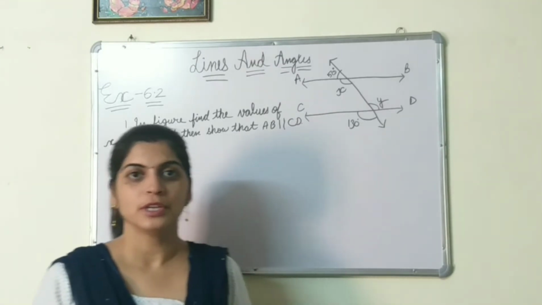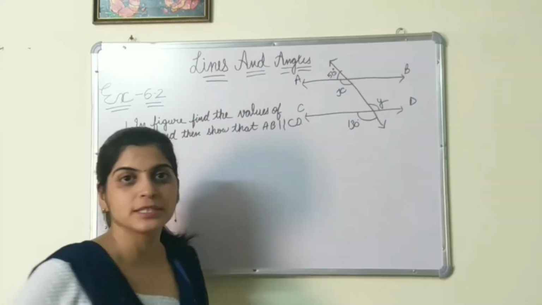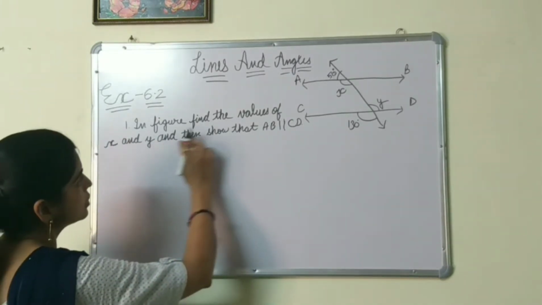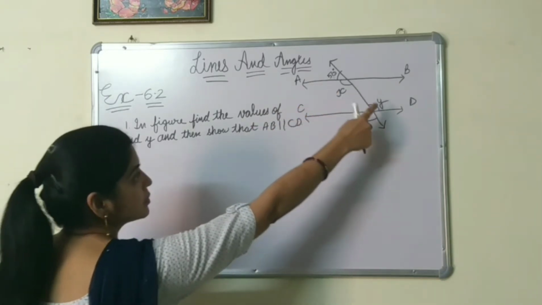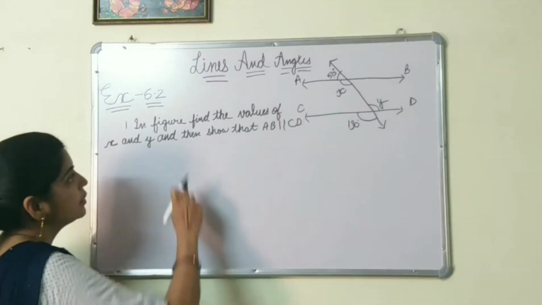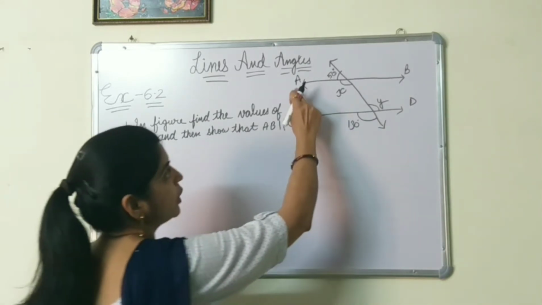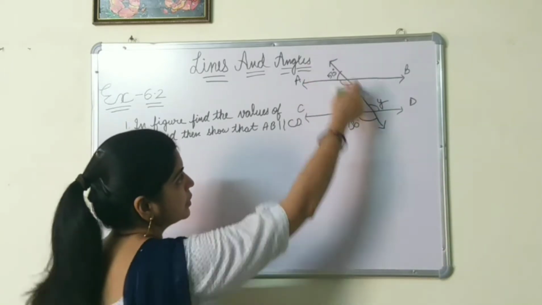Welcome all of you. In the chapter Lines and Angles, we are going to start exercise 6.2 here. And now here is the first question. In this given figure, we have to find out the values of angle x and angle y, and then show that AB is parallel to CD. Here two lines are given, AB and CD, and one transversal is there.